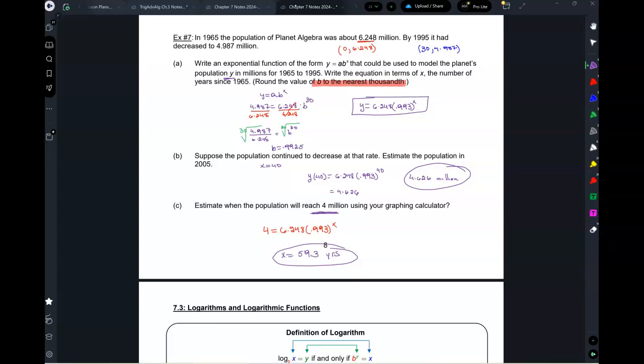Now, also when it says when, this is the actual year that it happens. And 59 years after 1965, that's going to be in 2024. Okay, with that, you can go ahead and do your homework.